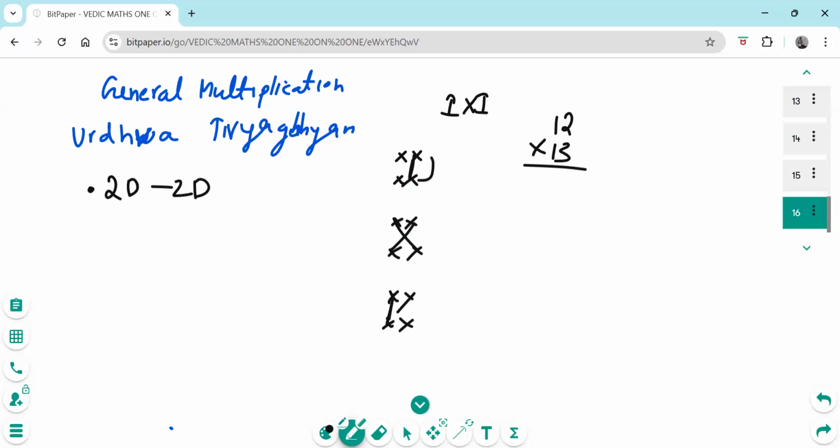First of all, you're going to multiply the unit places. So 3 times 2 is 6. Then cross multiply. So 3 times 1. See, the answer is always going to be in three parts. Now, the first part you always get by multiplying the unit place. The second part you get by cross multiplying and adding. 3 times 1 is 3. Then 2 times 1 is 2 and add them together. What do you get? You get 5. Now, the tens place. So 1 times 1 is 1.